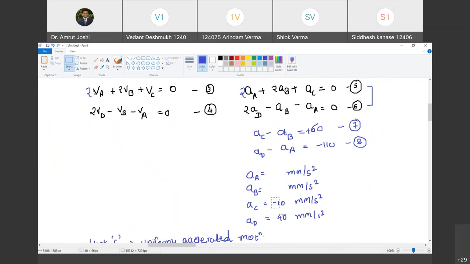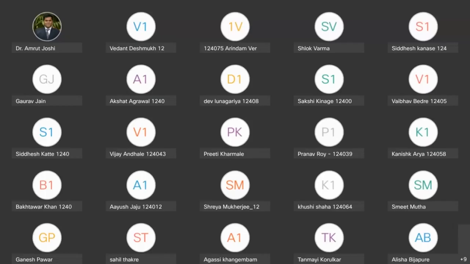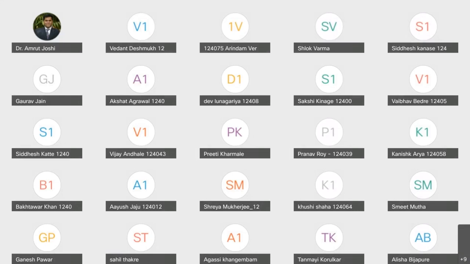So aap kya karne wale ho? First of all, you are going to say that AC is equal to 60 minus AB. And then wherever you see AC in equation number 5, 6 and 8, replace it by 60 minus AB. So one of the unknowns will be eliminated, and you will have 3 equations in 3 unknowns. Are you with me? Yes, sir. This is a long route. I can also show you the easiest possible way.